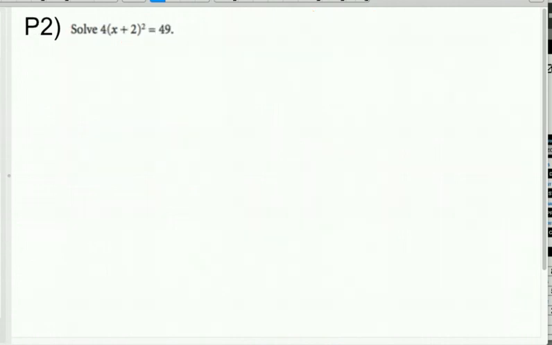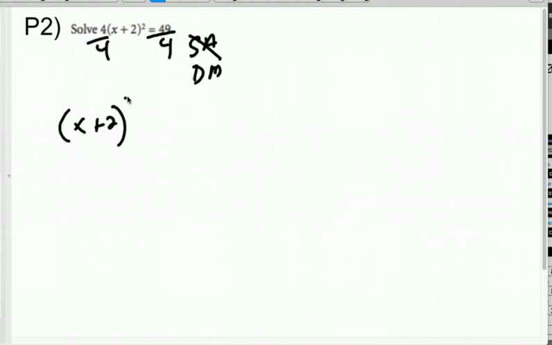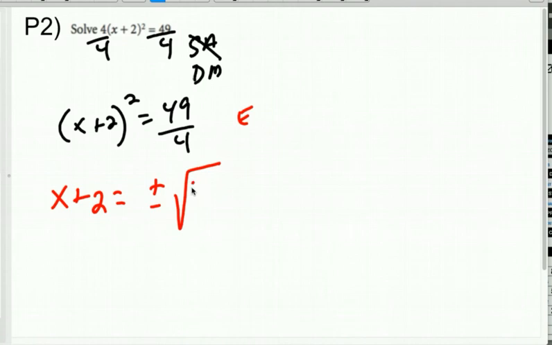All right, let's look at a P2. Go ahead and try this. You can do it without me if you want. There is no subtraction and addition. There is division and multiplication. I'm going to divide both sides by 4, and I'm going to get x plus 2 quantity squared equals 49 over 4, right? When I go to get rid of my exponent, I'm going to take the square root of both sides, and I'm going to get that x plus 2 is plus or minus the square root of 49 over 4, which is plus or minus 7 halves.